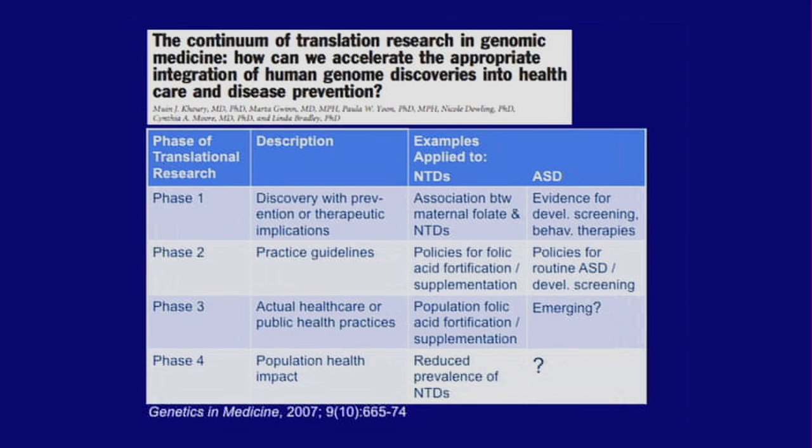But then phase 2 is developing population-level policies to implement whatever knowledge we had from the discovery. And we've seen that happen in neural tube defects with folic acid. Phase 3 is then looking to see, sort of taking it to scale in the population. So we showed it worked, but now can we actually implement it on a population level? And then phase 4 is did it have an impact?